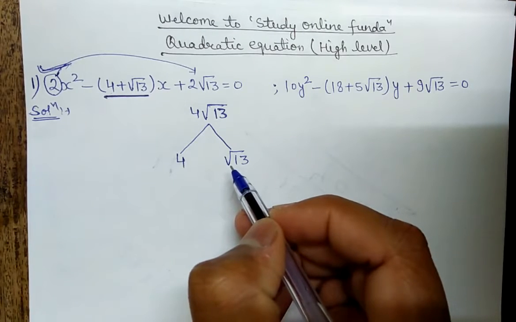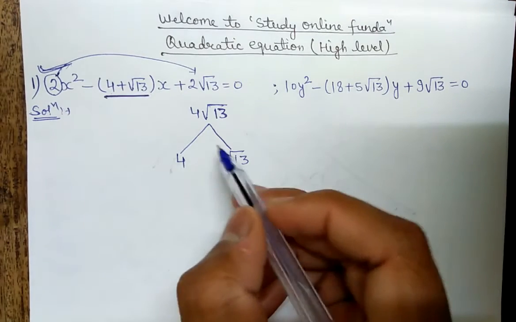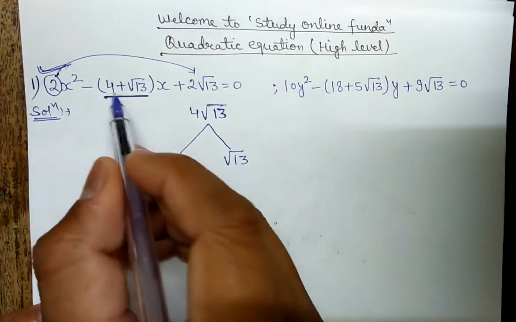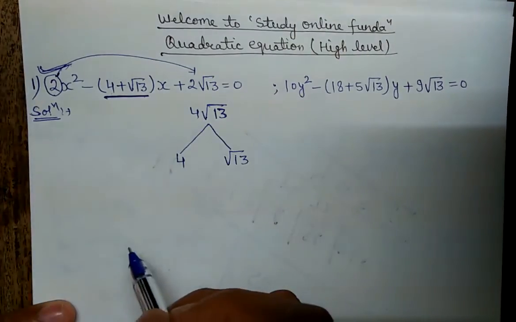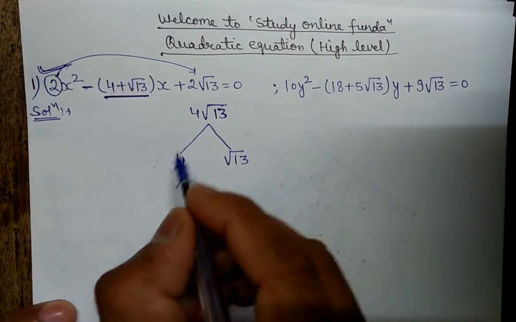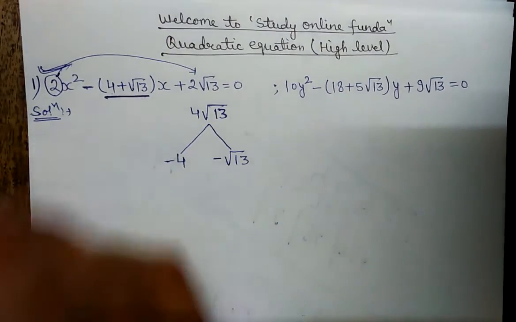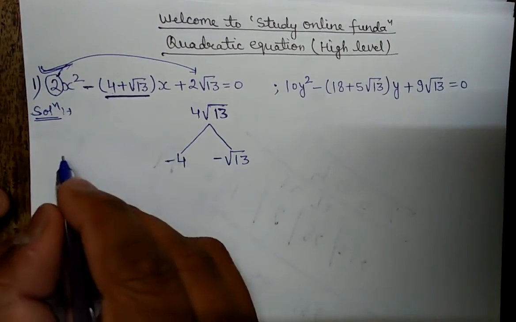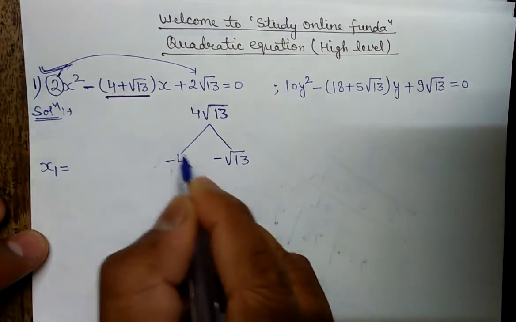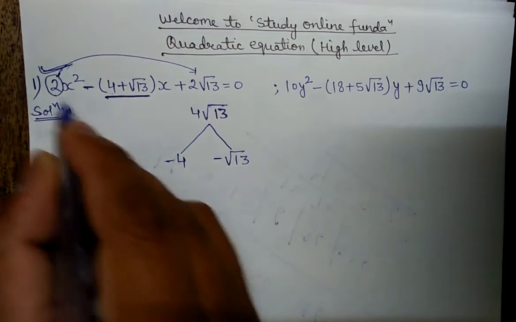4 and root 13. By multiplying them you will get 4 root 13, and by adding them you will get 4 plus root 13. And we have a minus sign, so we have to take negative. Now if we add them we will get this part. Now for the root of the equation, x1 will be equal to what? Just reverse the sign of whatever we got here, that means plus 4, and divide this by the coefficient of x square.